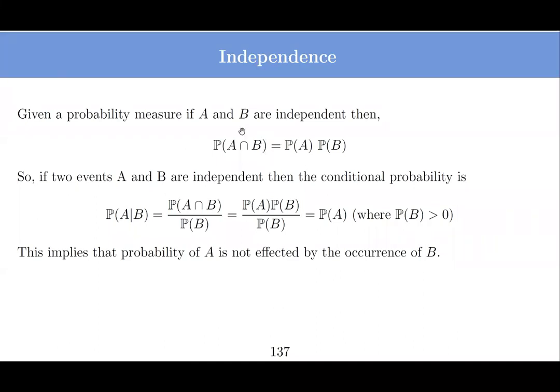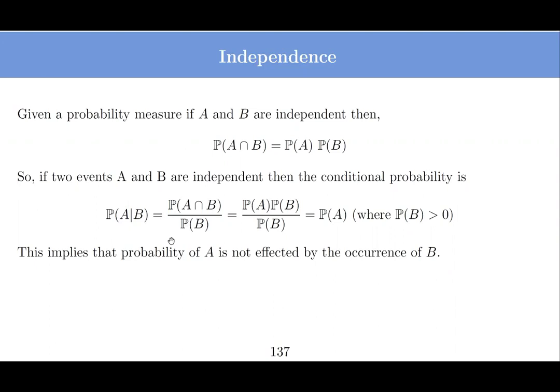So if the events are independent, what will be the conditional probability of A given B? Let us understand this. The conditional probability of A given B is equal to probability of A intersection B divided by probability of B. Now by independence of A and B, the probability of A intersection B is equal to probability of A times probability of B. So if you divide by probability of B, you just get probability of A. So in the case where A and B are independent, probability of A given B is equal to probability of A, meaning conditioning on B does not change the probability of A.